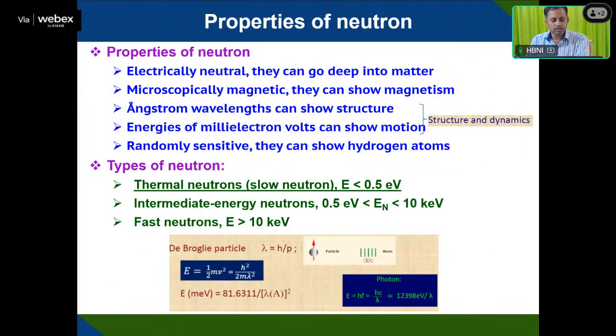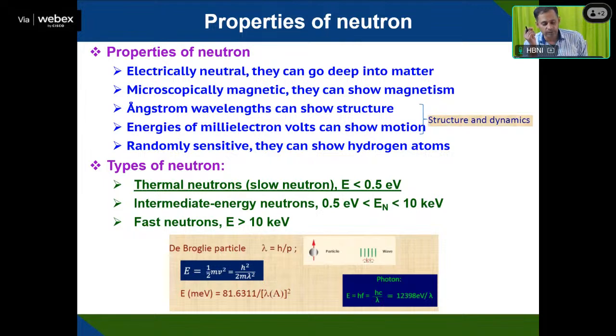And this neutron is electrically neutral. It can go deep into the matter since there is no charge like the electron, which can't go very close to the nucleus; once it goes, it will be backscattered. But having no charge, this neutron can go deeper inside the matter, and it is microscopically magnetic. So it can show magnetism, and it can give angstrom wavelength.